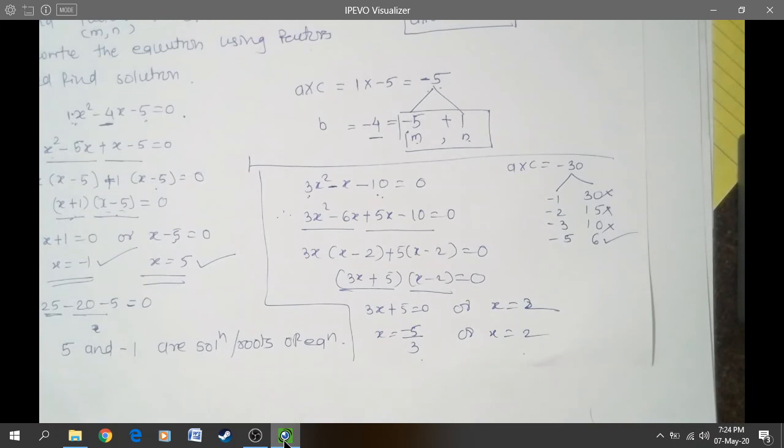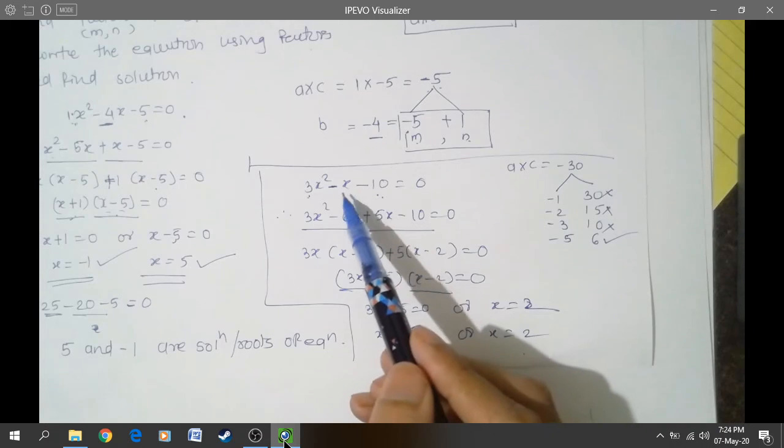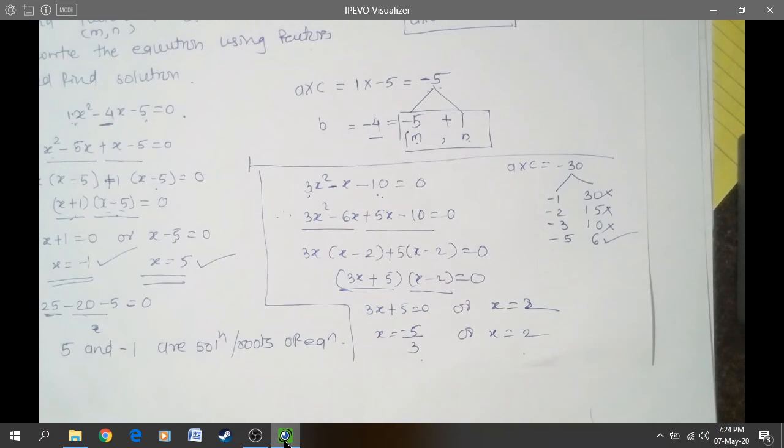So what are the steps? We have to multiply a with c and find the factors such that we can find this middle term, and find the solution of the equation by using our factorization method. We will see the next solution method, which is the completing the square method, in our next video. Thank you.